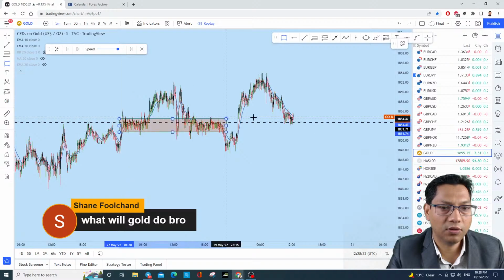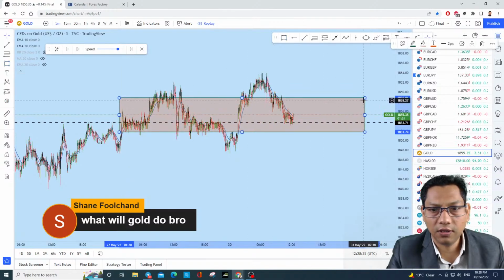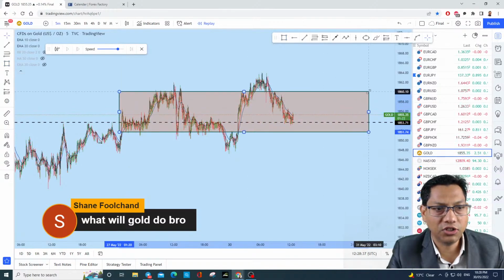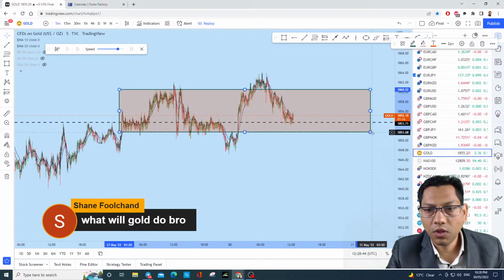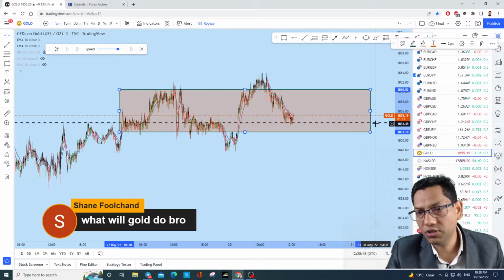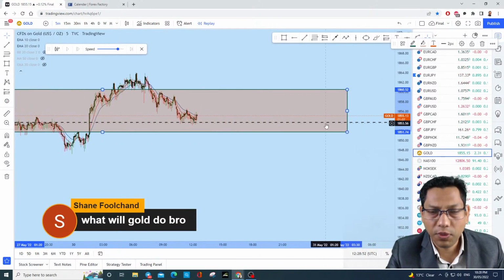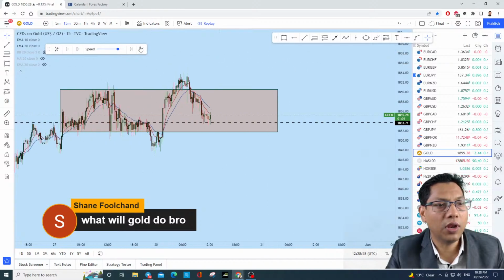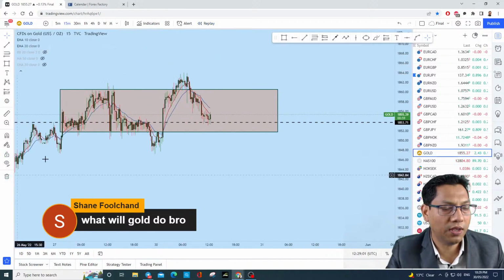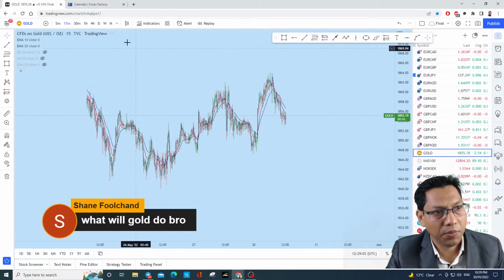Let me tell you. At some point we saw a little spike, but the range is on average 1850 to 1860, a $10 range. So you are now just at the middle. So you have to be patient, because we cannot force the market. If you force the market, then you will actually force yourself to lose money. Don't force the market, be patient.